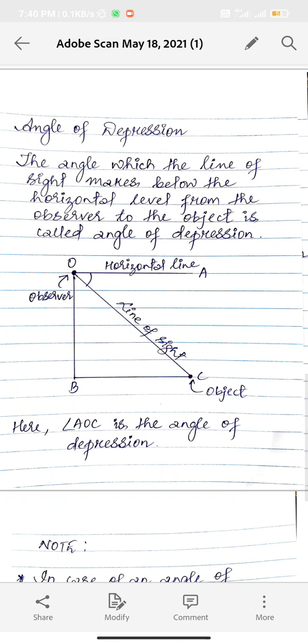Next is angle of depression. The angle which the line of sight makes below the horizontal level from the observer to the object is called angle of depression. As you can see in the figure, there is an observer and the object. The observer is looking downwards towards the object and there is a horizontal line. The angle that is made by the line of sight and the horizontal line, below the horizontal line, is called angle of depression. In this figure, angle AOC is the angle of depression.